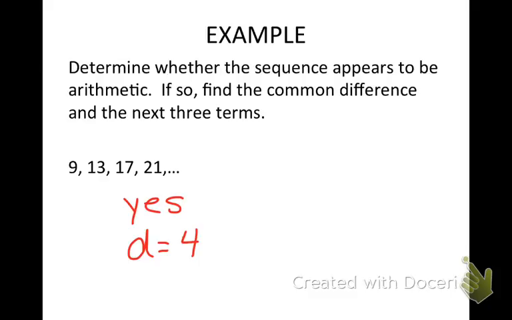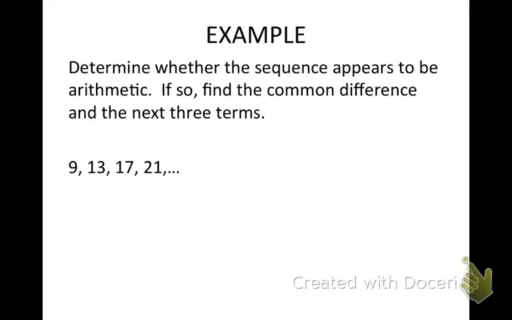So the next 3 terms would be 25, 29, and 33. Good. Not too challenging, right? Hopefully not. Okay, so the common difference is 4. My next 3 terms would be 25, 29, 33.